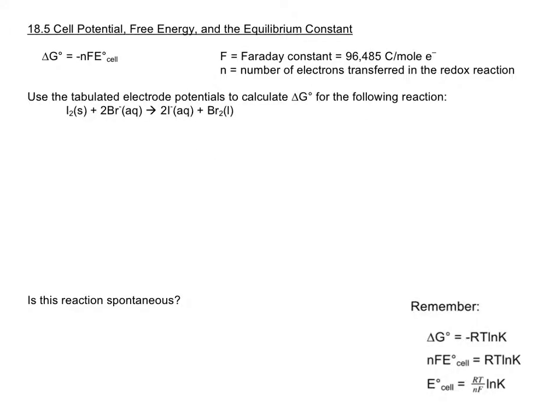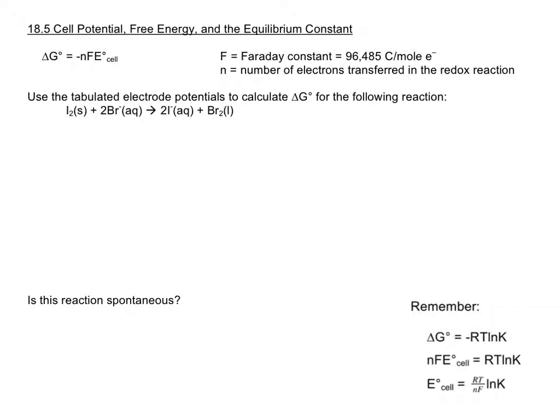All right, so the equation that is new to us in this section is delta G equals negative N times F times E cell. And E cell is still our standard electrode potential for our reaction. And then F is a new constant. This is Faraday's constant, and it's 96,485 coulombs per mole of electrons. And then N is just the number of electrons that are transferred in our redox reaction.